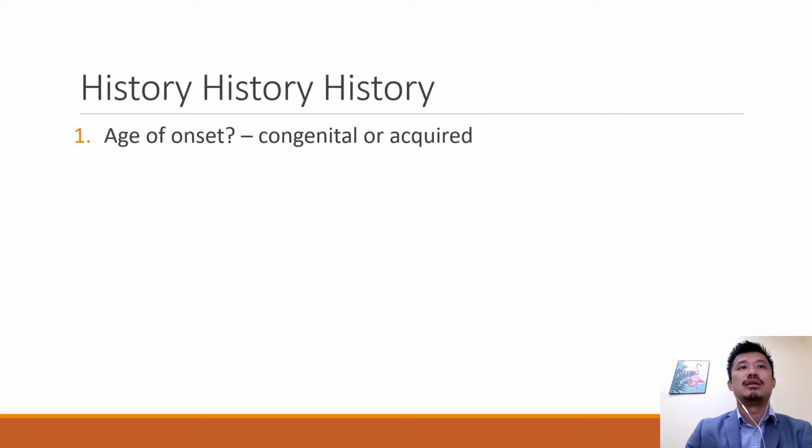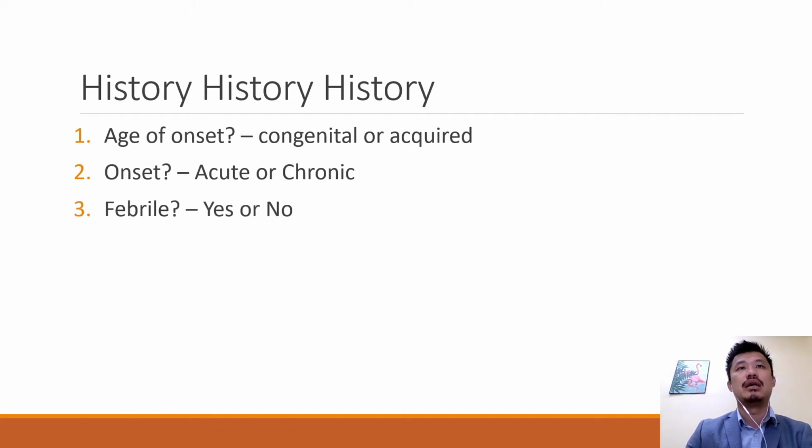So first, we have to know what's the age of onset, whether it's congenital or acquired, whether it is from birth or few weeks after birth, or is it something that is post-intubation, maybe a patient came in with MVA or trauma. Basically, is it acute or chronic? How long is the Stridor? Whether it's something that happened just today or something that has been progressively worsening for a few months.